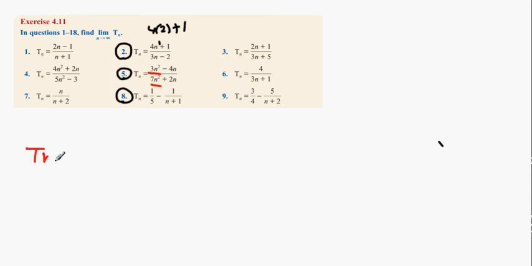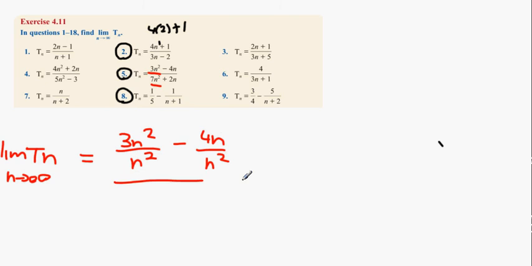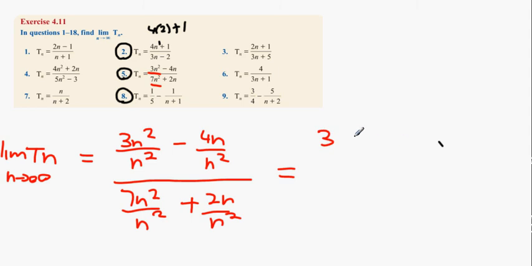So I'm going to get the limit of Tn as n approaches infinity, and we're going to get 3n squared divided by n squared minus 4n divided by n squared, over 7n squared divided by n squared, and plus 2n divided by n squared. Now the result is going to be 3 minus 4 over n, over 7 plus 2 over n.